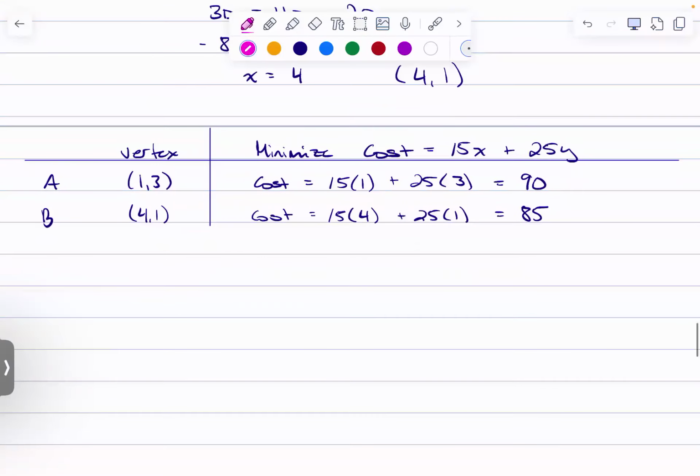So now, this is the minimum, which is what I wanted. I like to do a little, therefore, the cost is minimized to $85.